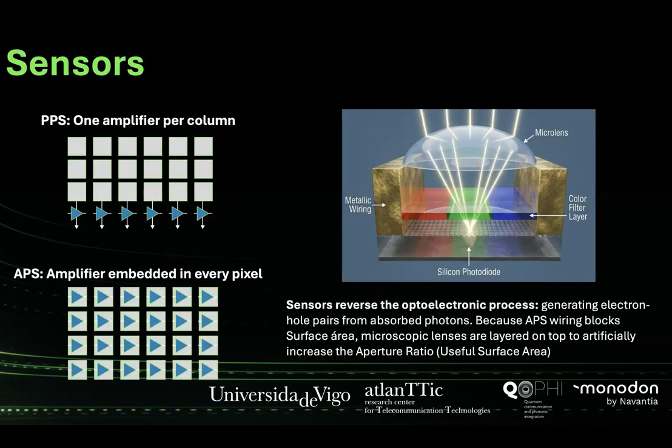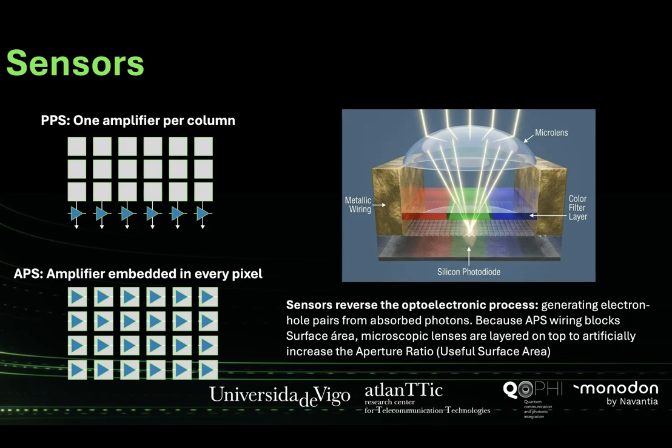Now let's switch perspectives. Instead of generating photons, sensors capture them. Modern image sensors rely on millions of tiny photodetectors arranged into pixels. Two major architectures are shown here. PPS sensors use one amplifier per column. APS sensors embed amplifiers directly inside each pixel. APS designs dominate modern CMOS cameras because they allow faster and more integrated readout.